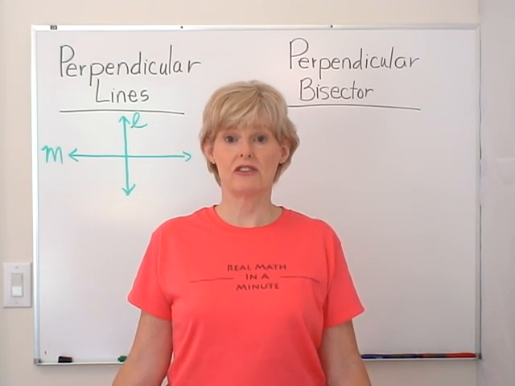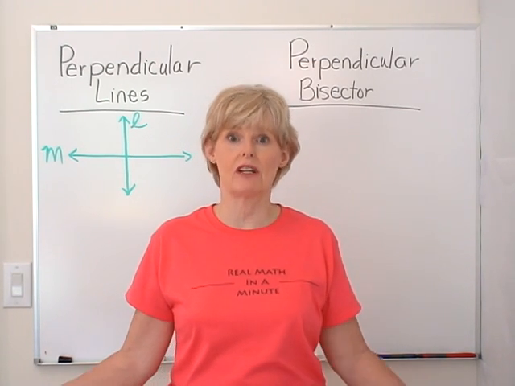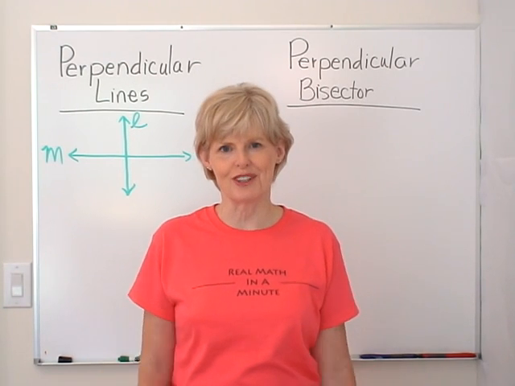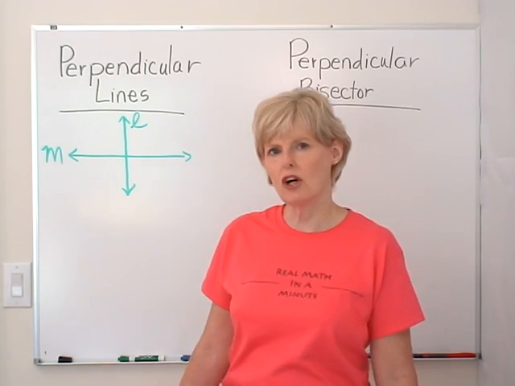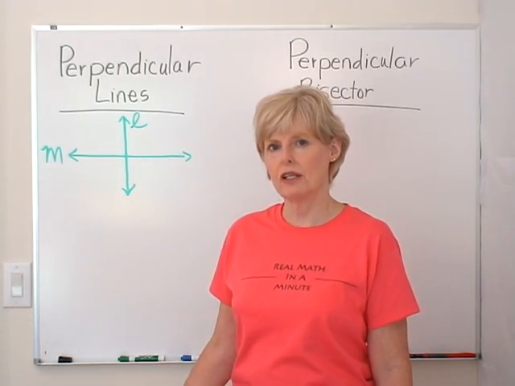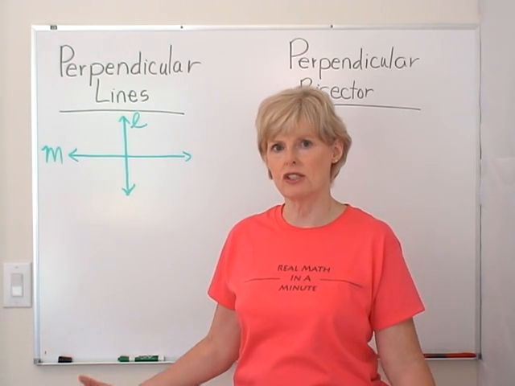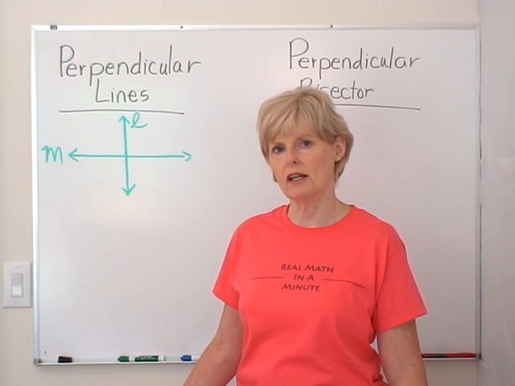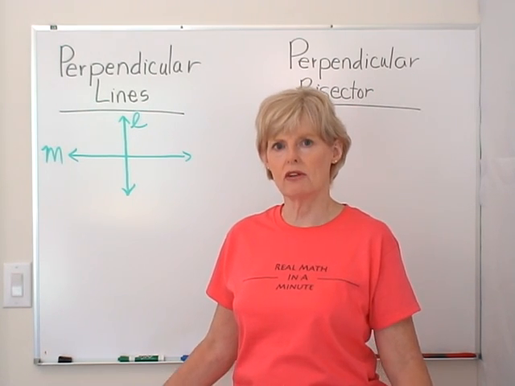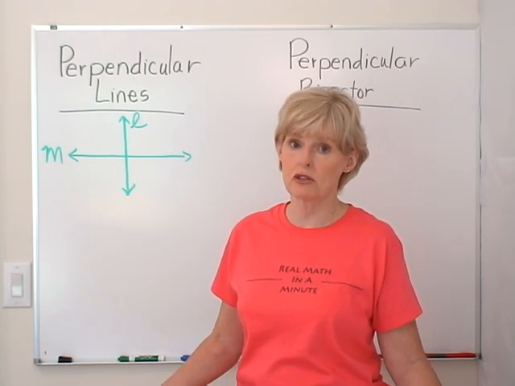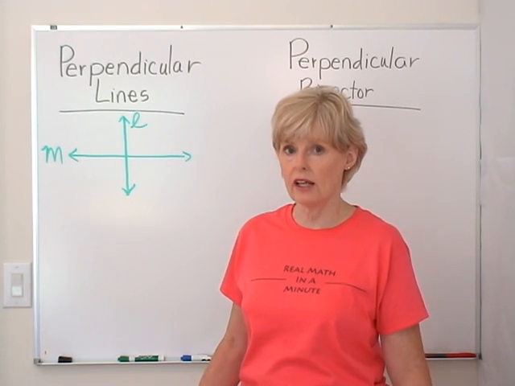Guys, today is a great day to talk about perpendicular lines. So let's get started. Two lines are perpendicular if they form right angles. That is the definition of perpendicular lines. Perpendicular lines are two lines that form actually four right angles.